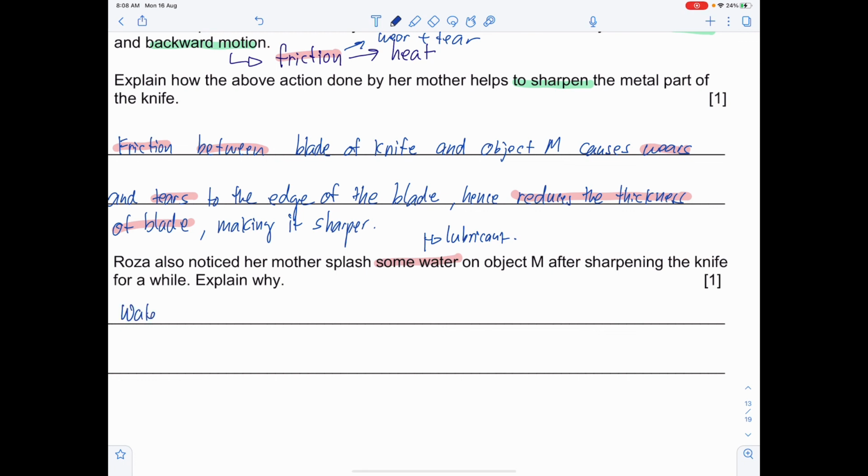Water acts as a friction. Sorry, as a lubricant. I've said many times the word lubricant has to be there. Which reduces friction between the knife and object M, right?